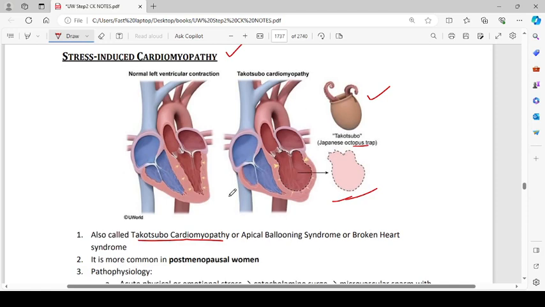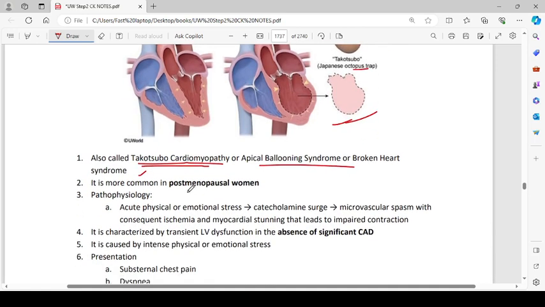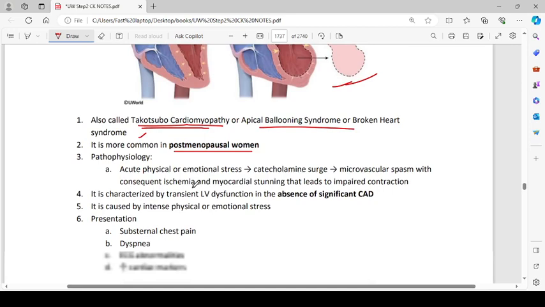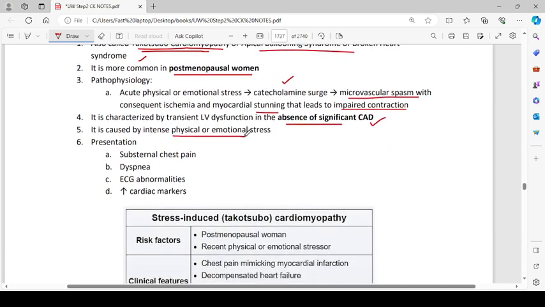Takotsubo is Japanese for octopus trap. It is also called Takotsubo cardiomyopathy, apical ballooning syndrome, or broken heart syndrome. It is most common in postmenopausal women. The pathophysiology is that acute physical or emotional stress leads to a catecholamine surge that leads to microvascular spasm, with consequent ischemia and myocardial stunning that leads to impaired contraction. It is characterized by transient left ventricular dysfunction in the absence of significant coronary artery disease. It is caused by intense physical or emotional stress.